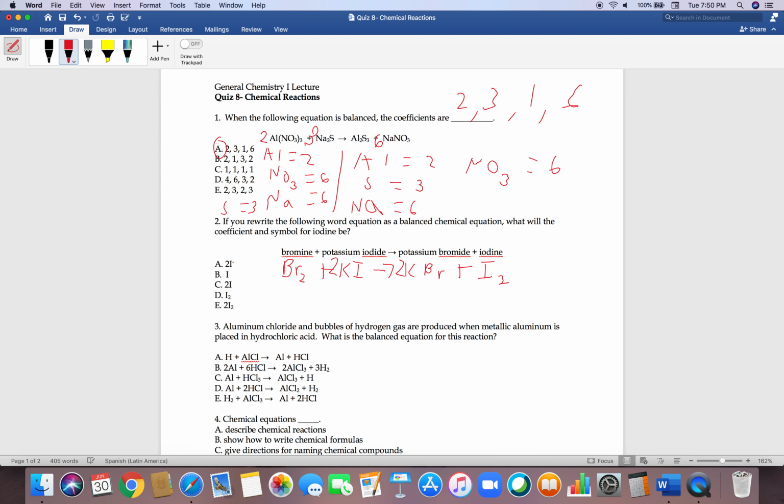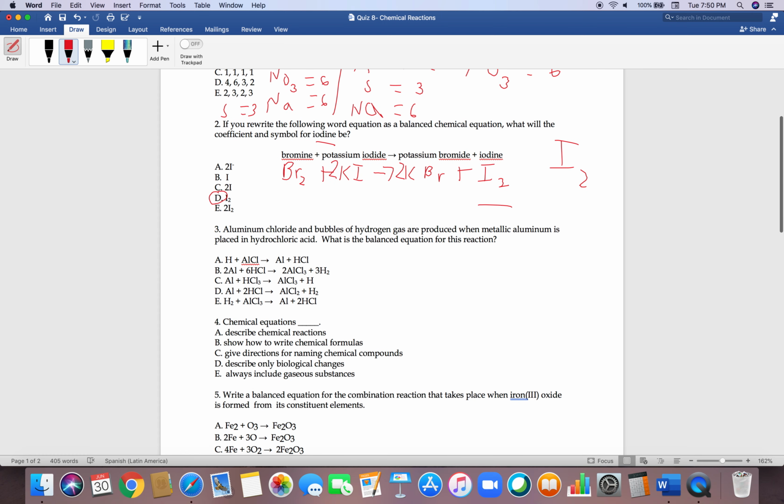So the question asks, what's the coefficient and symbol for iodine? Well, that would be right here. And it looks like we just have a coefficient of 1, so it would just be in its elemental form, iodine. So the answer here would be D.